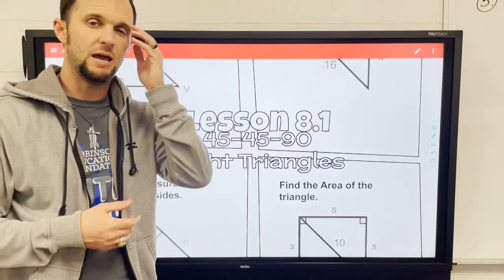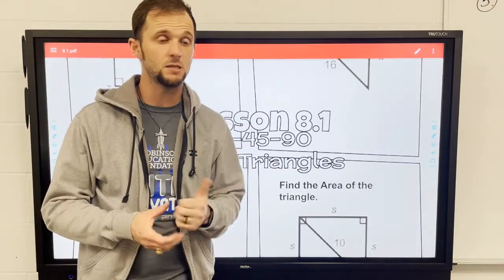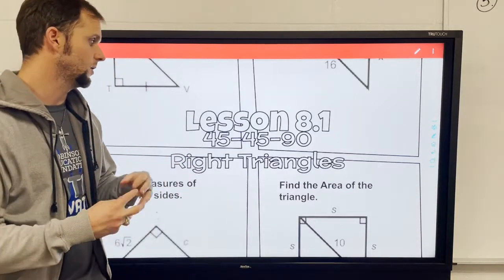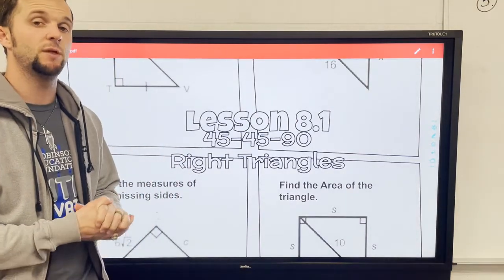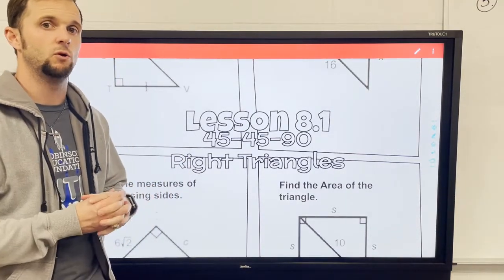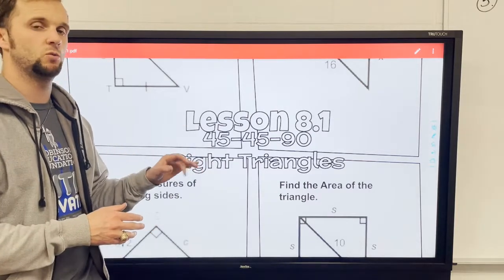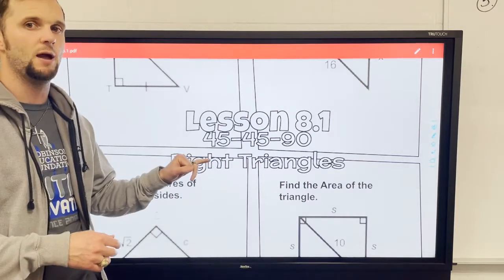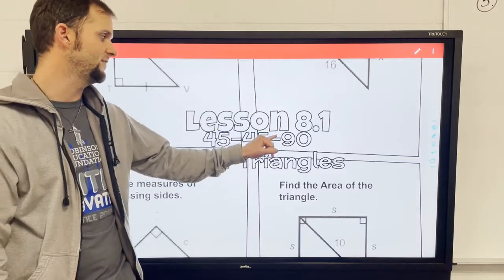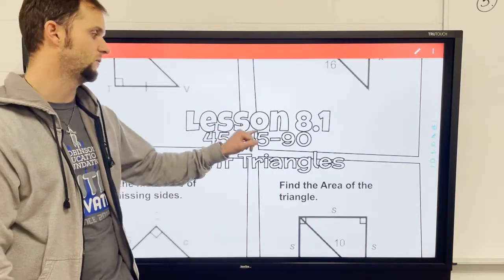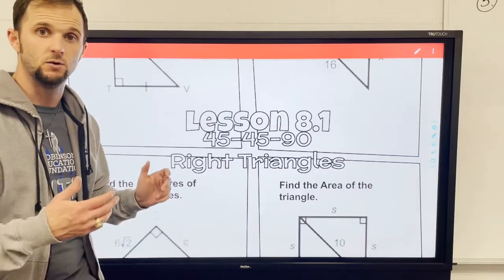Guys, today we're moving on into Unit 8, which is dealing with some more triangle stuff, and we are specifically looking at something called a special right triangle, meaning there's a special situation, and that special situation is when the degrees of that triangle are 45, 45, 90. So let's get into it.